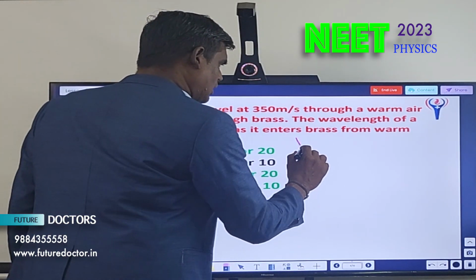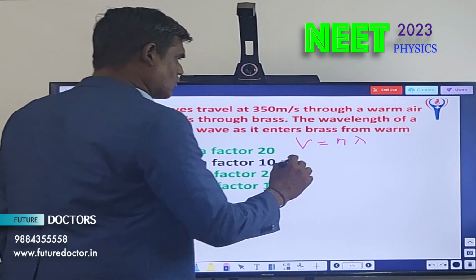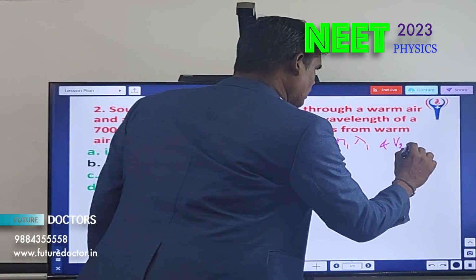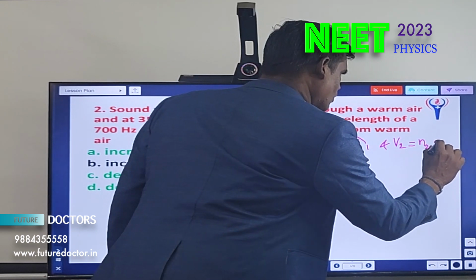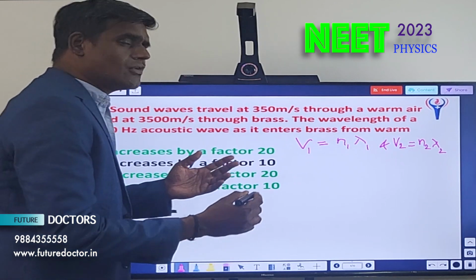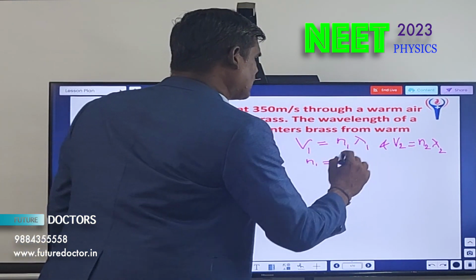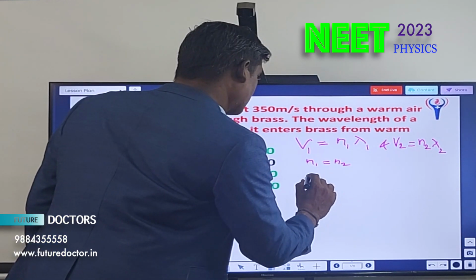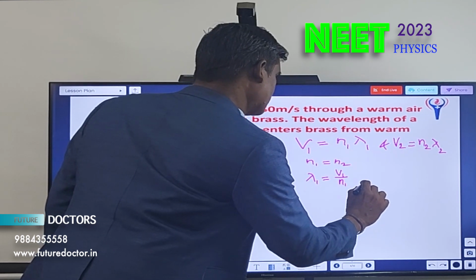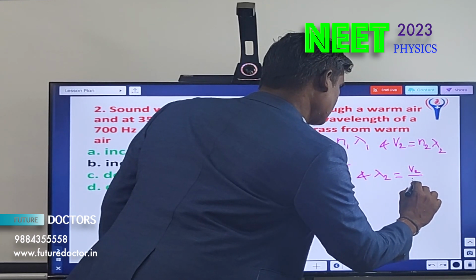Equation for wave: V equal to frequency n into lambda. Two wavelengths are given. So V1 equal to n1 lambda 1 and V2 equal to n2 lambda 2. And when sound waves travel from one medium to other medium, frequency is constant here. Frequency n1 equal to n2. And you want to find wavelength only. So V1 equal to n1 into lambda 1, then lambda 1 equal to V1 by n1, and lambda 2 equal to V2 by n2.